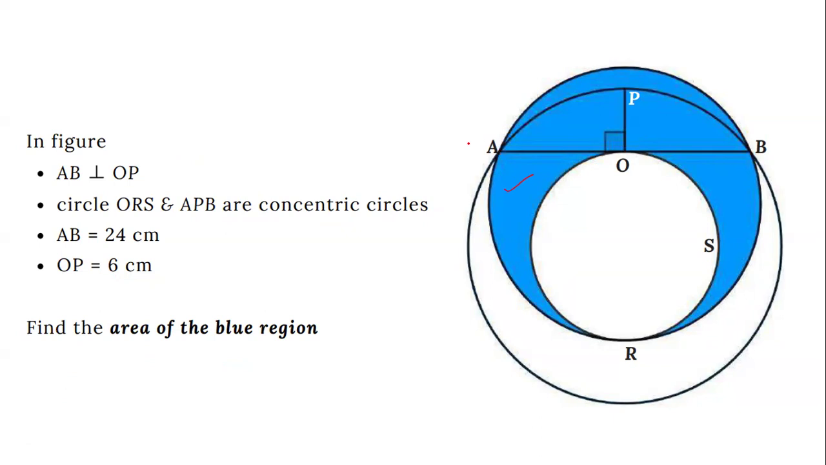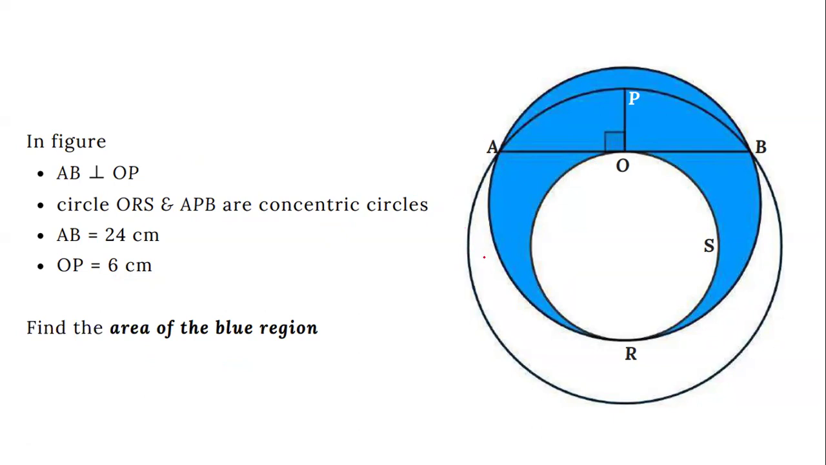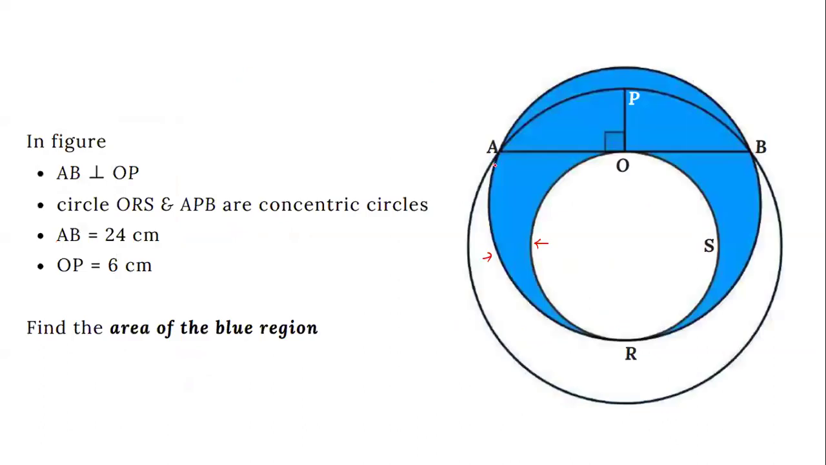In this figure, you see this circle and this circle. We can easily write that the blue area is the area of the circle ARB minus the area of the circle ORS. ARB is this circle A, R and B, and ORS is this circle. If we subtract the area of both of these circles, we get this blue region.